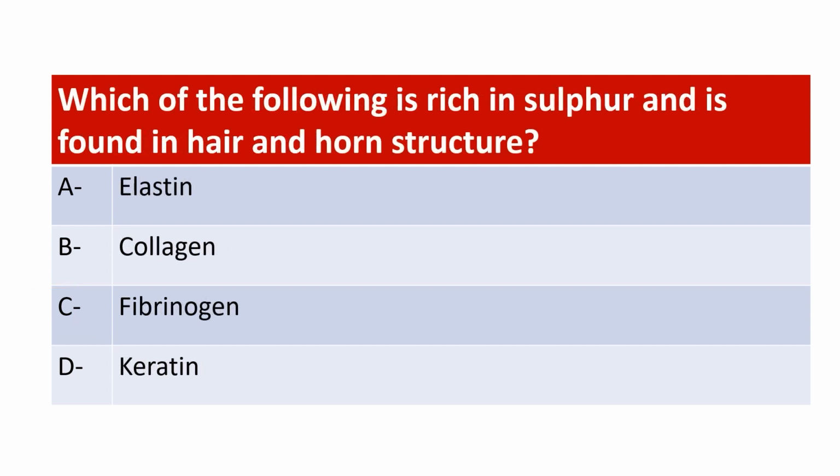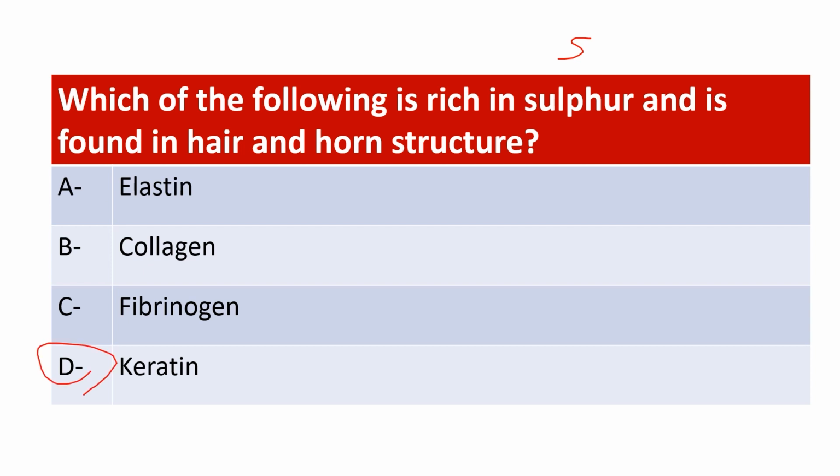Which of the following is rich in sulfur, which means rich in methionine or cysteine, and is found in hair and horn structure? An easy question. Elastin, collagen, fibrinogen, and keratin. So what is your answer? And yes, it's keratin. You are correct.